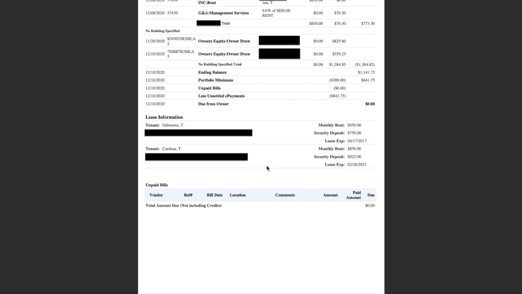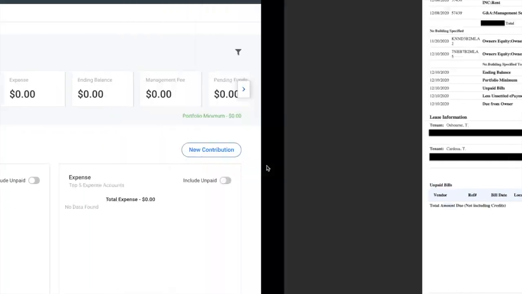Now, the owner statements will be delivered on the 10th or the next business day when we process those, and you'll be able to retrieve this form directly from your email. Now, if you can't find the email, or maybe it got filtered out by spam, or you want to find an older statement, you can do that in your owner portal.